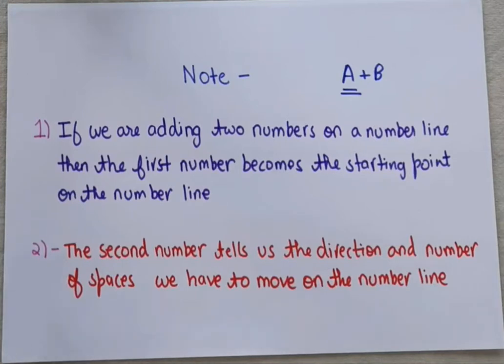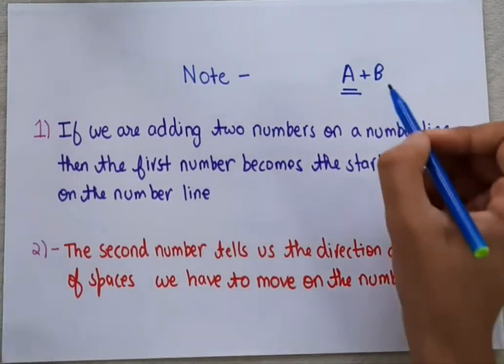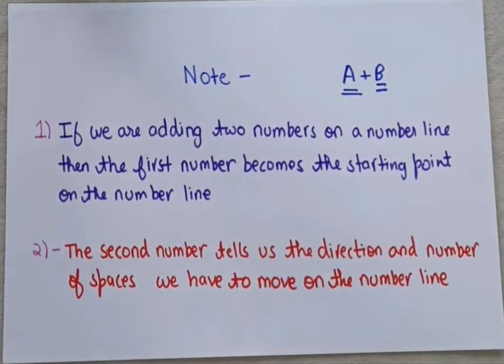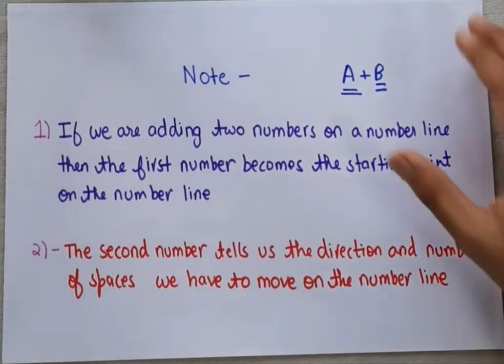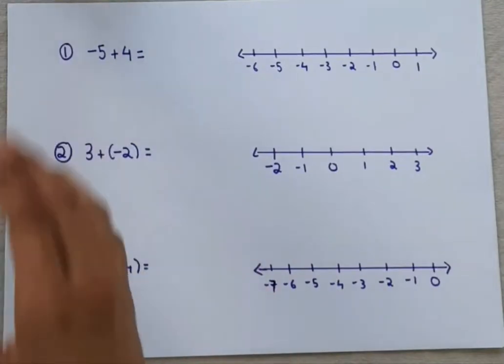And the second number tells us the direction and the number of spaces we have to move on the number line. So the second number b will tell us the direction. The direction can be left or right depending on whether the number is positive or negative, as we just learned, and the number of spaces could be jumps or hops. Now let's use these two statements and the two statements we read earlier to add integers.